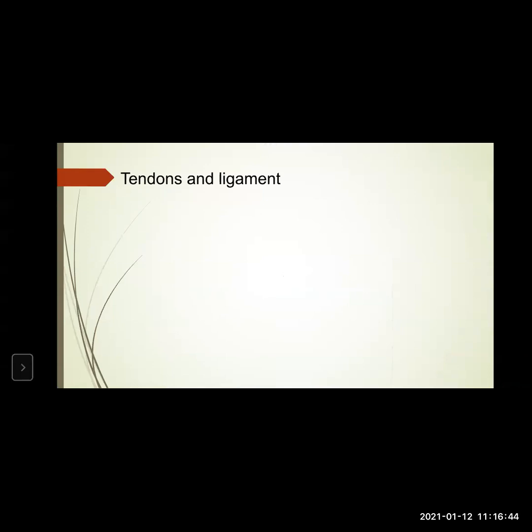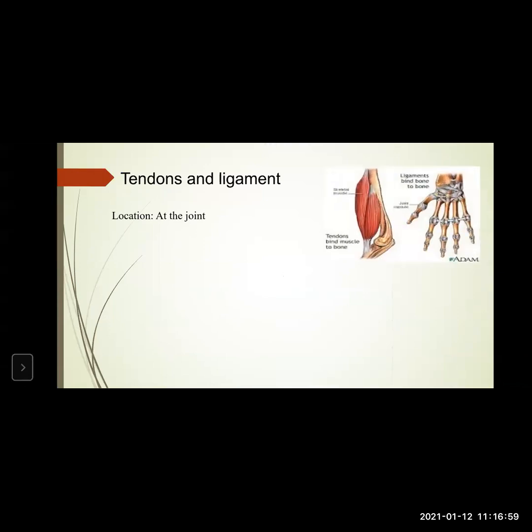Next is tendons and ligaments. Now, what are these tendons and ligaments, and where are they present? They are present at the joints. Which joints? We'll discuss this. See, in this structure, you can see these are muscles, these are bones. This white fibrous structure is known as tendon. Here, the muscle is attached to the bone with the help of tendon. So tendon binds muscles to the bone.